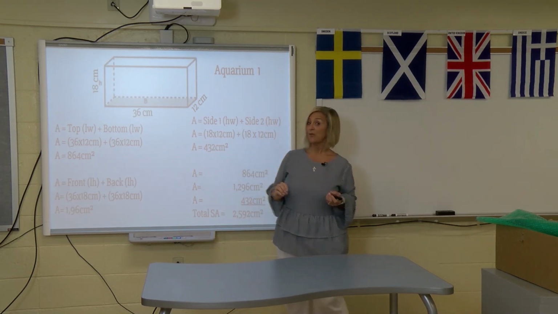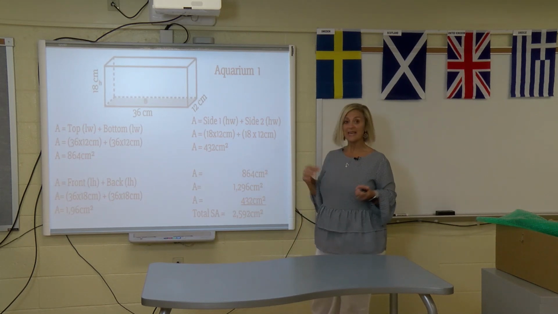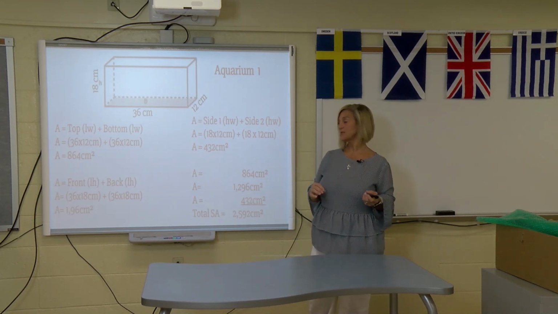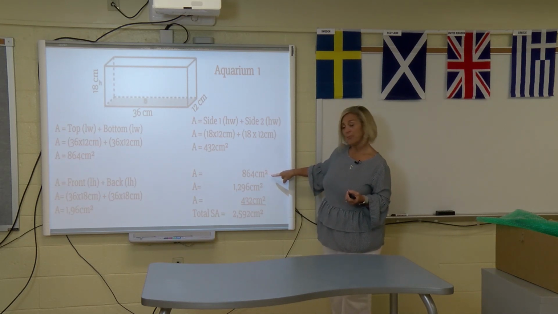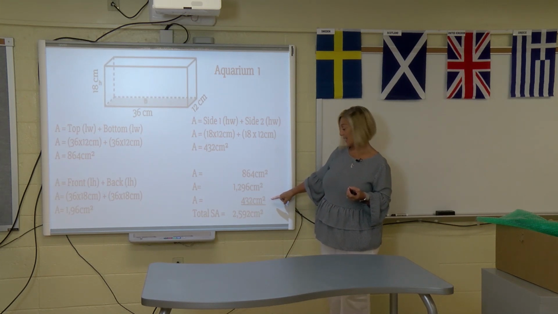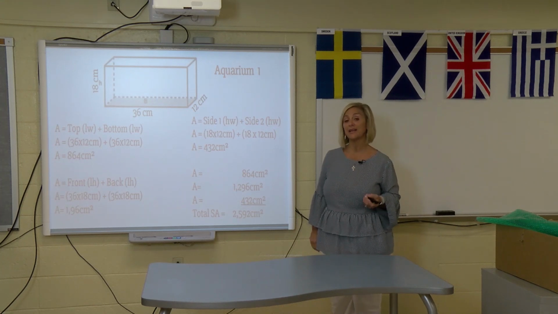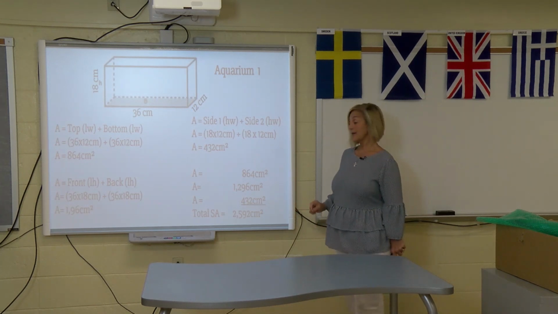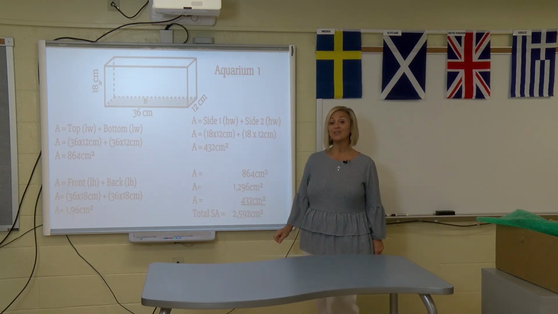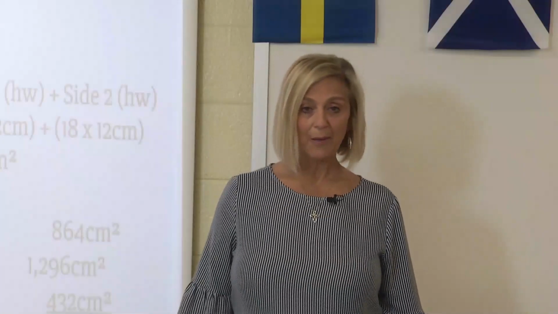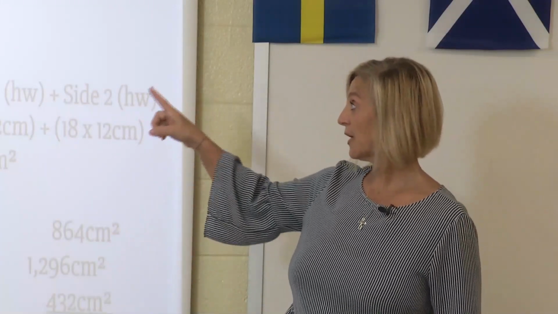We have the top, we have the bottom, we have the front, we have the back, and now we have the two sides. So we have to add all of those together. So we have the top and bottom as 864, the front and back of 1,296, and then we have the two sides of 432. So we have a total surface area of 2,592 centimeters squared. That means it's going to take us 2,592 centimeters of paper or bubble wrap to cover this particular aquarium.